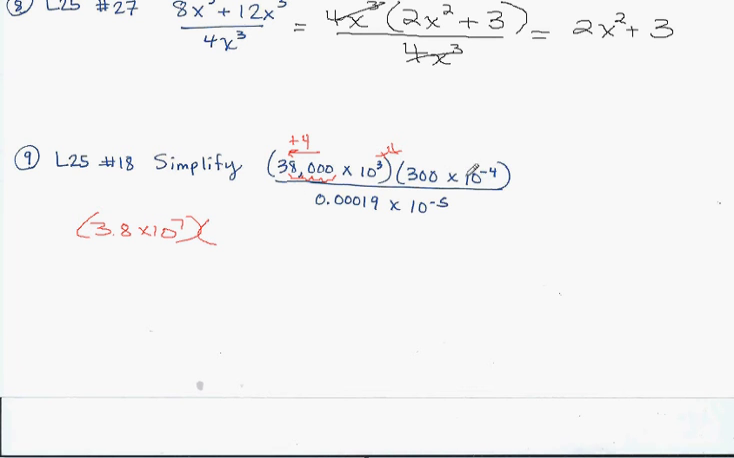This one we have to move it to the left 1, 2. So we're moving it to the left, so it's going to be plus 2. So I'm going to add 2 to the negative 4. So we get 3.0 times 10 to the negative 2.